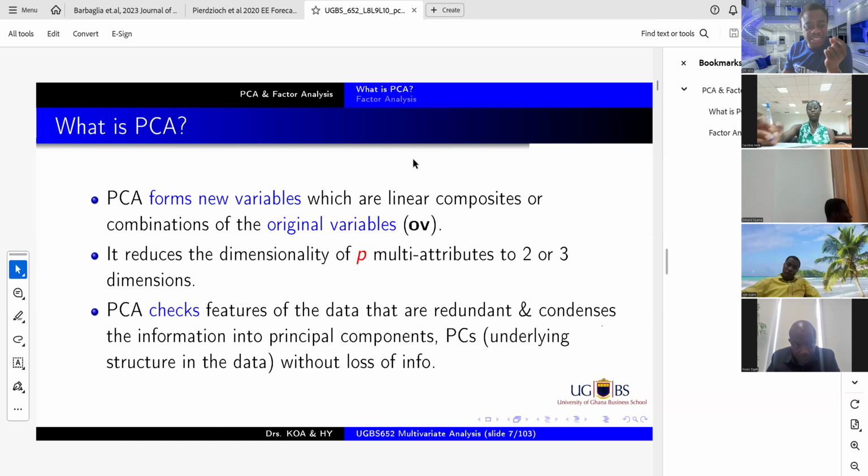Every principal component will have an underlying structure in the data, and PCA will combine them in such a way that you don't lose the information. So if you combine someone like Joel Asari and someone like Foster Asari, they're all Asari, but you can combine the two of them without loss of information. That is what PCA is doing here.